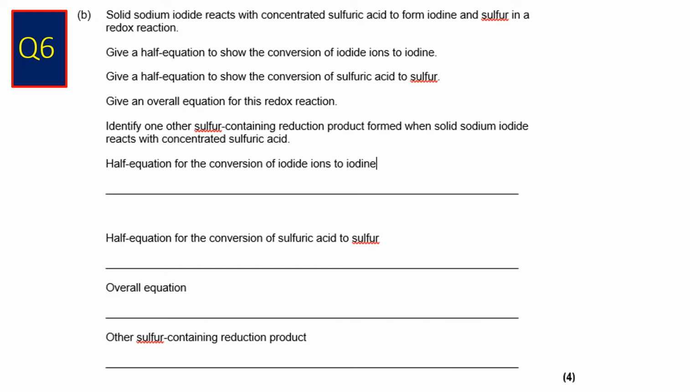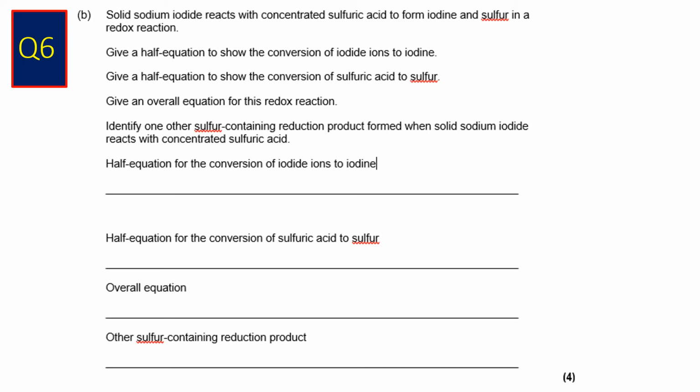Okay, question 6b. I think a few of you are going to be annoyed you didn't get as many marks as you would have liked and could have got on this one. Solid sodium iodide reacts with concentrated sulfuric acid to form iodine and sulfur in a redox reaction. Give a half equation to show the conversion of iodide ions to iodine. Give a half equation to show the conversion of sulfuric acid to sulfur.